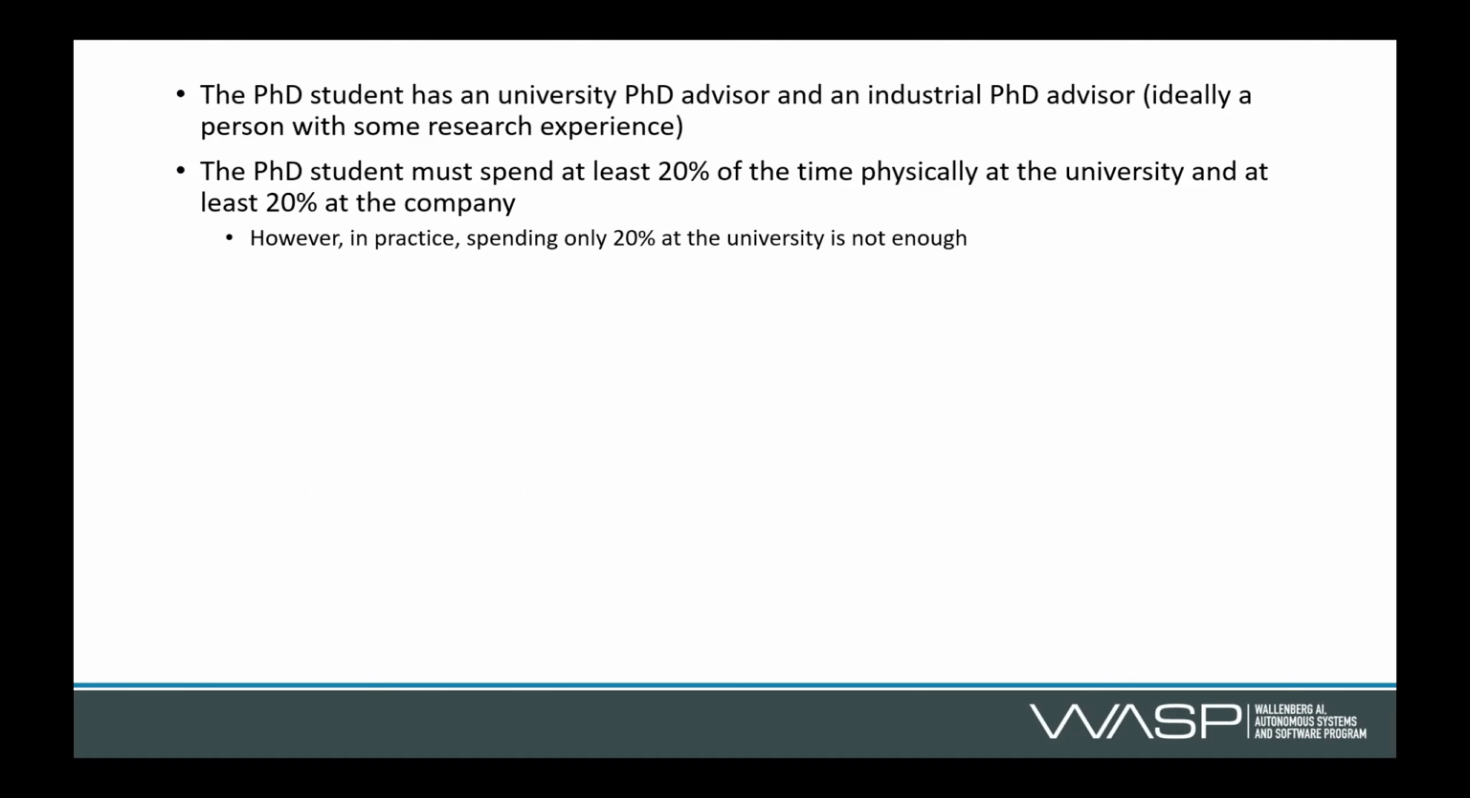Then the rule is that the PhD student must spend at least 20% of the time physically at the university and at least 20% of the time physically at the company. However, spending only 20% of the time at the university is not enough. In practice, it has to be somewhere close to 50% at least, I would say. Then there is a contract that needs to be signed between the company and the university, but there is no contract between the company and WASP.